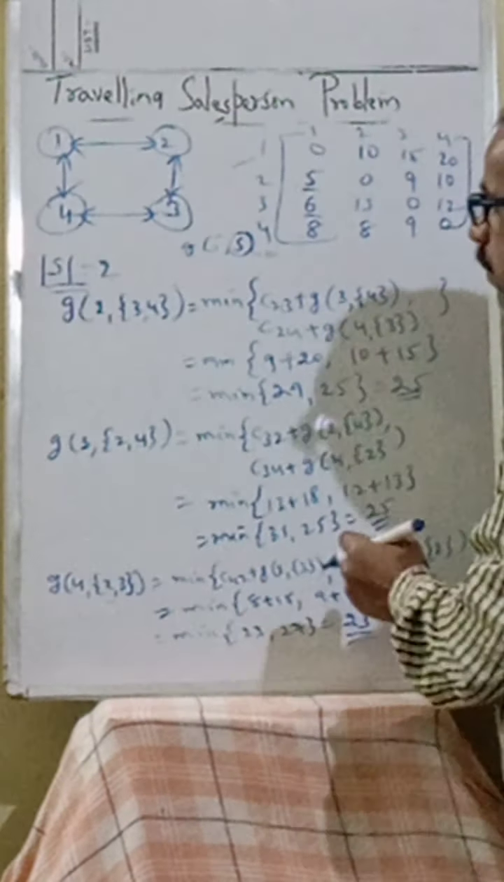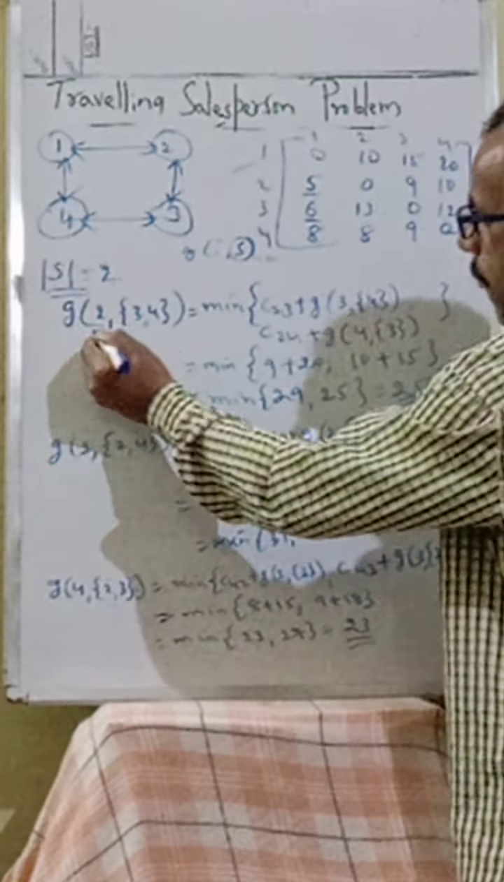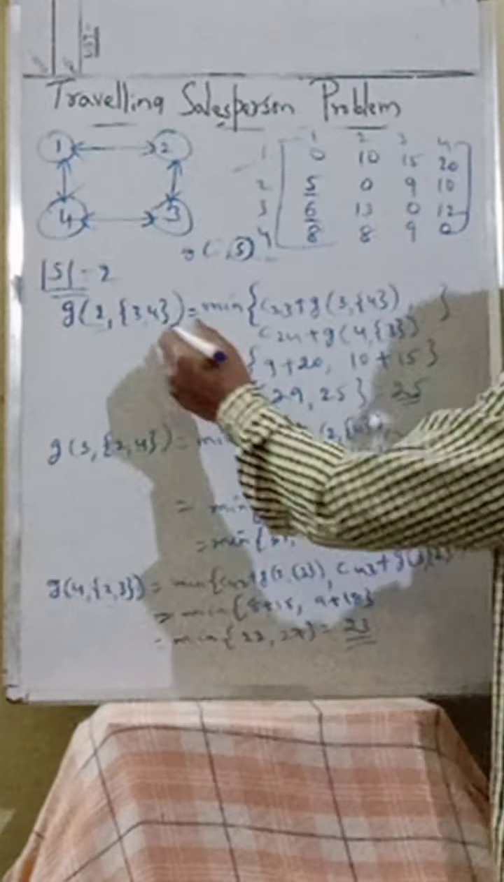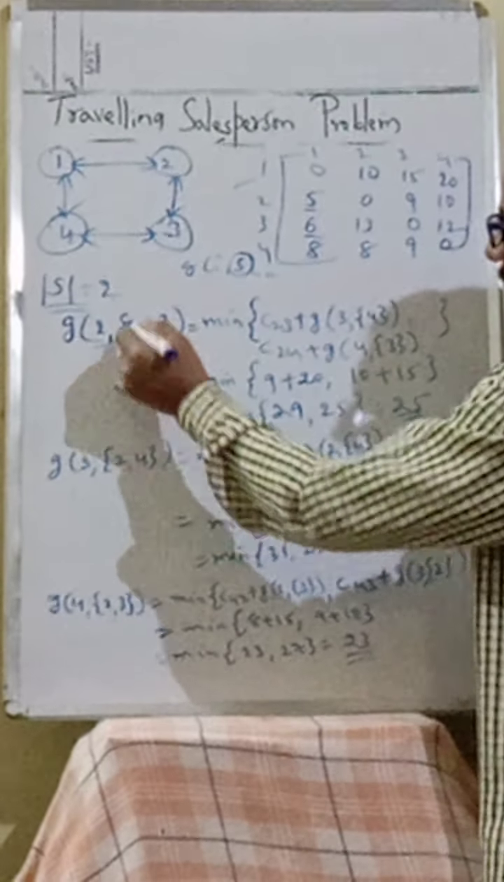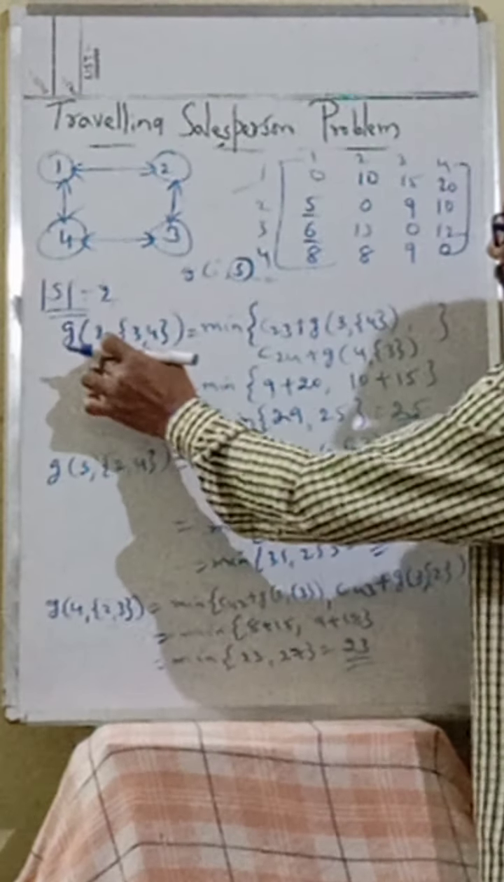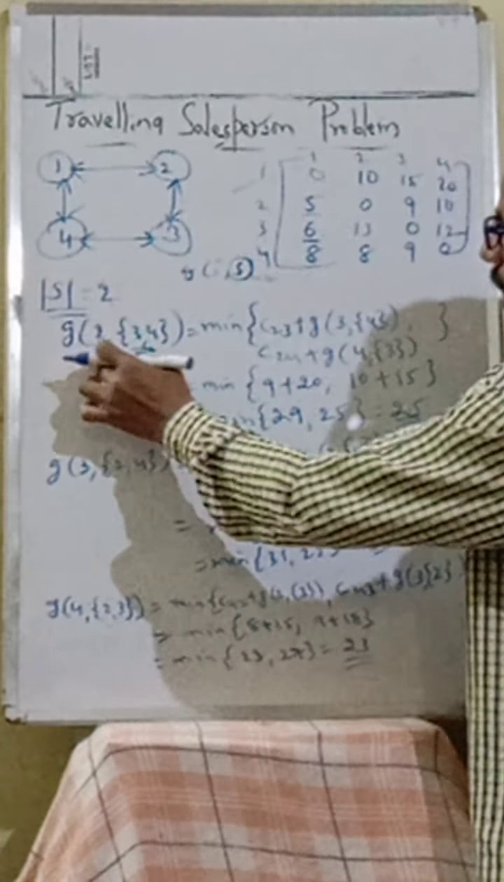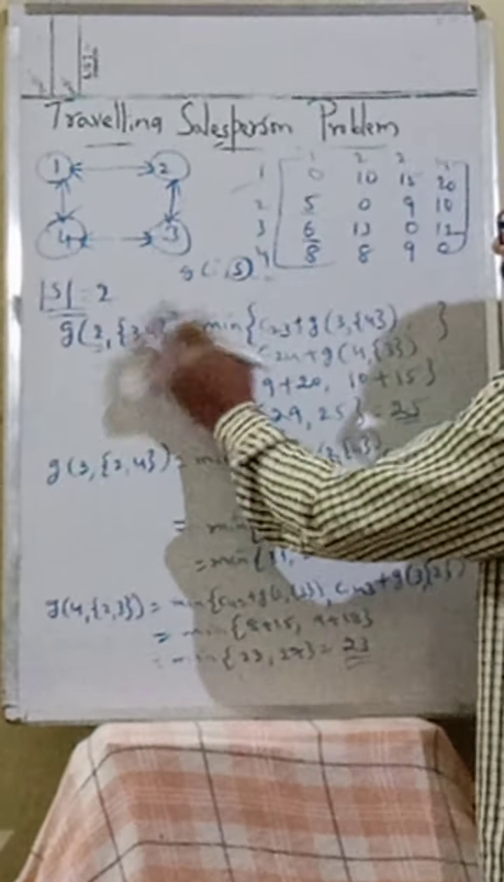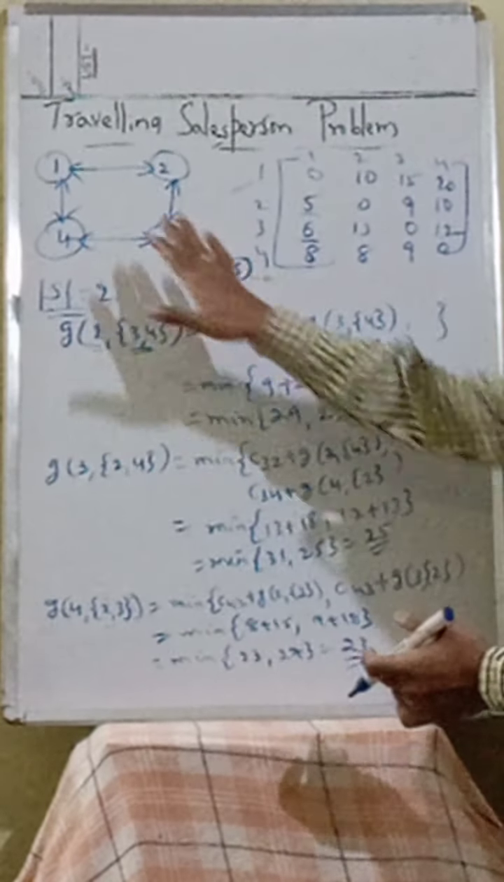Now in set size equal to 2, we start with 2. Only 2 remaining nodes are there, that is 3 and 4. So we can take only one combination. 2 comma 3 4 only, because set size equal to 2. If you start with 2, what about remaining nodes now? 3 and 4 only.